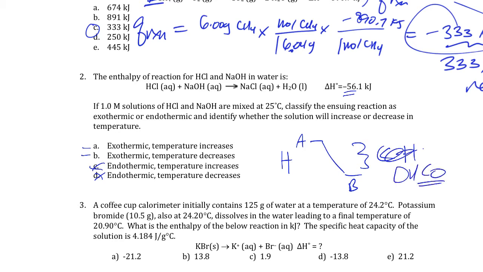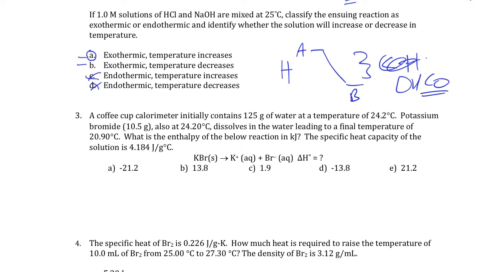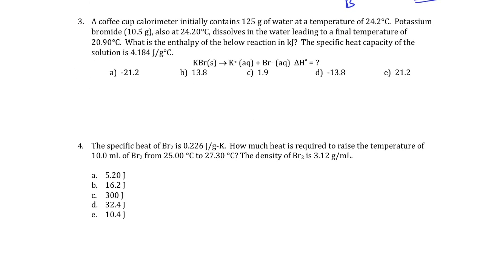The reaction's losing enthalpy. That heat given off, or lost by the reaction, is given to the solution that contains the reaction. So the solution should increase in temperature. So exothermic reaction here, and the temperature should increase as the reaction occurs. Coffee cup calorimeter initially contains 125 grams of water at a temperature of 24.2 degrees. We got KBr being added, 10.5 grams at the same temperature, dissolves in the water, leading to a final temperature that drops to 20.90. What is the enthalpy of the below reaction in kJs?